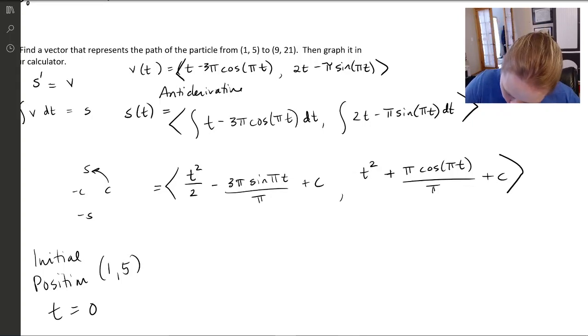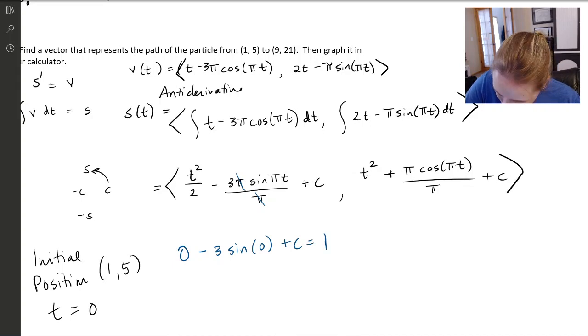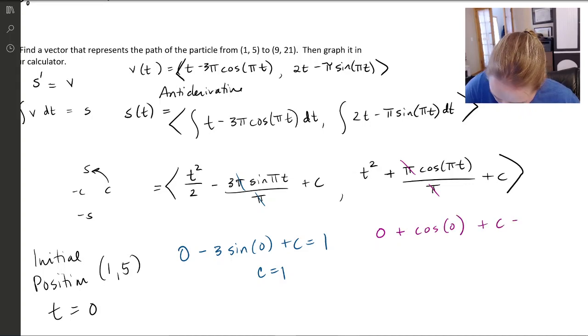So here we go. T squared over 2, and I'm going to cancel this pi. So when t is 0, that's going to be 0 minus 3 times the cosine of 0 plus c equals 1. Over here, let's see, we're going to have to plug in 0 again. So we have 0 plus pi times, oh, that pi cancels, plus the cosine of 0 plus c equals 5.